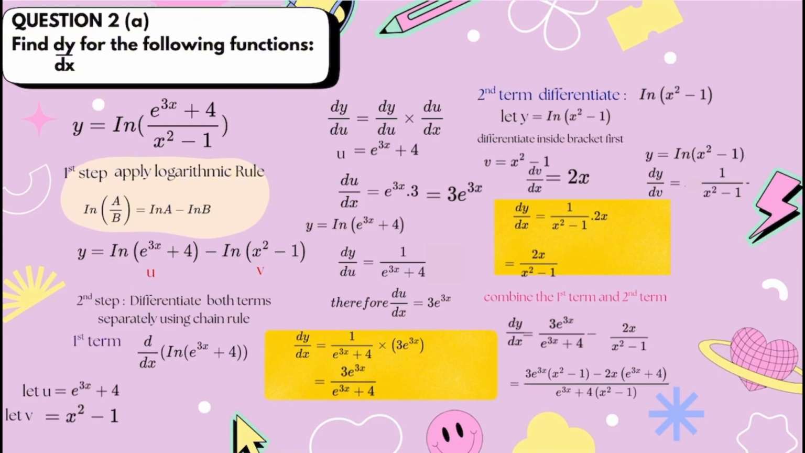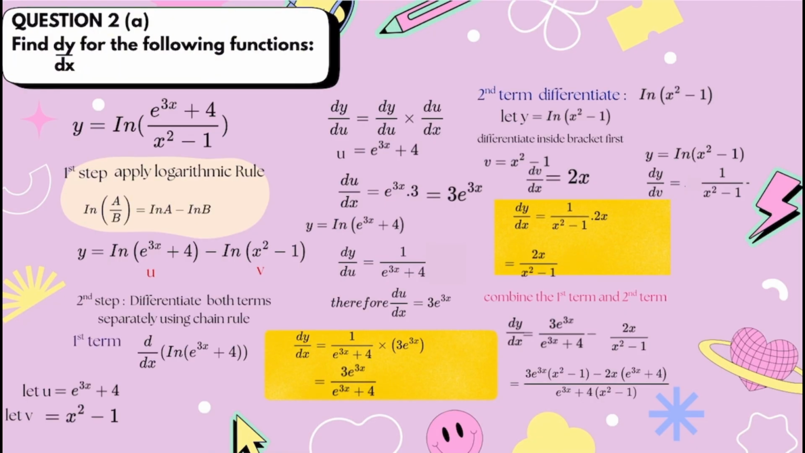Let y equal to ln(x squared minus 1). So differentiate inside the bracket first. We get 2x. dy over dx equal to 1 over (x squared minus 1) multiplied by 2x. We get 2x divided by (x squared minus 1).